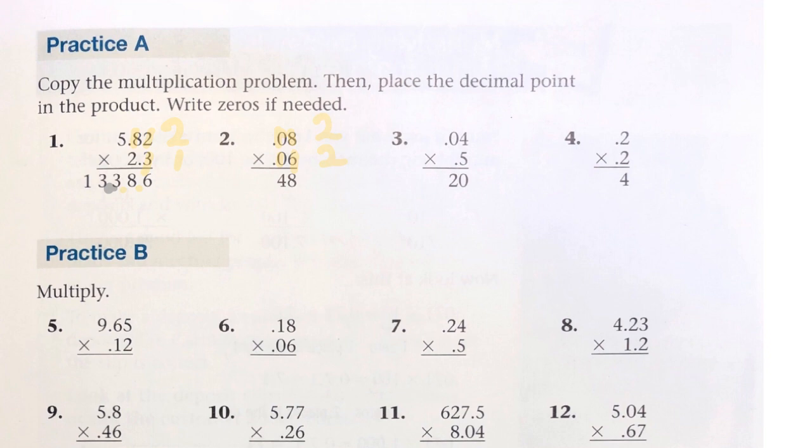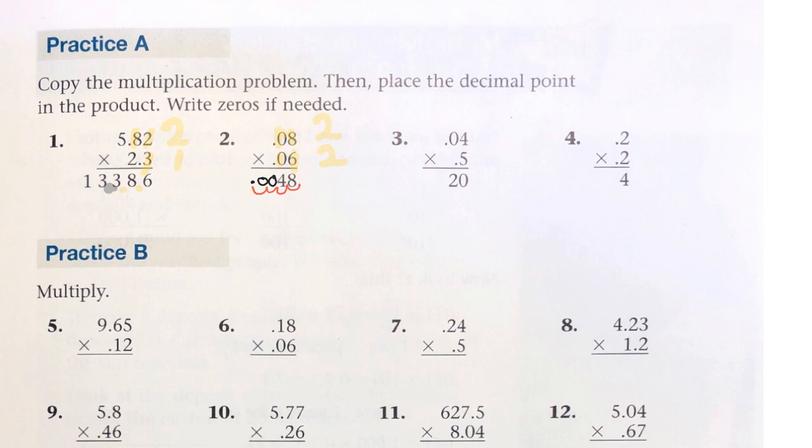Starting from the right, we have 1, 2, 3, 4. But we can't go 4 unless we put in some more zeros. Now we can see a little bit more clearly. 1, 2, 3, 4. So the decimal place goes there.